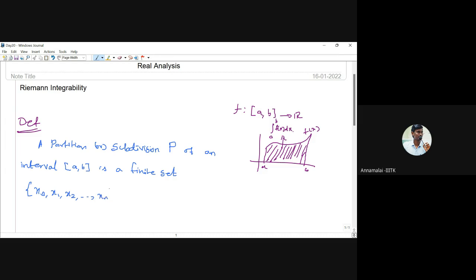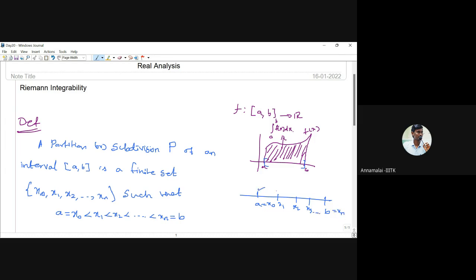Now, what is the condition? What is the relation between these points? The first point should be a, the last point should be b. That is, a equals x0, which is strictly less than x1, strictly less than x2, and so on, strictly less than xn. The last point is nothing but b. In the picture, this is our a and this is b. If we take a finite number of points, the first point I take is x0, some other point is x1, another is x2, this is x3, and so on, and the last point is xn.